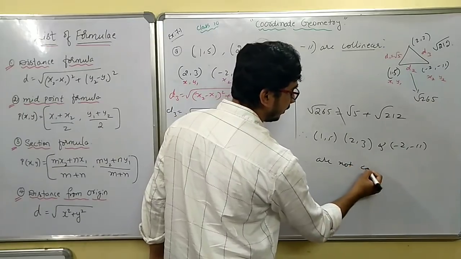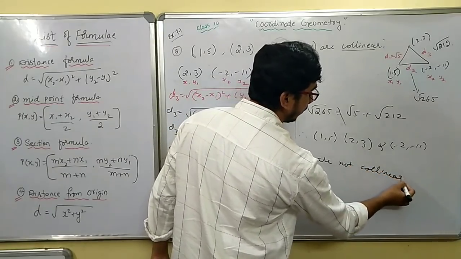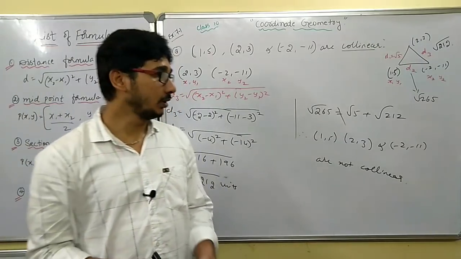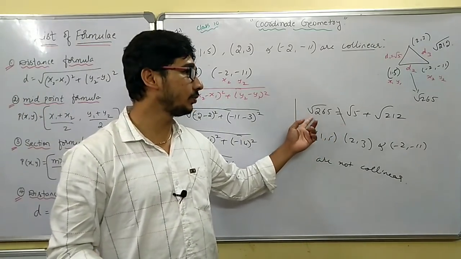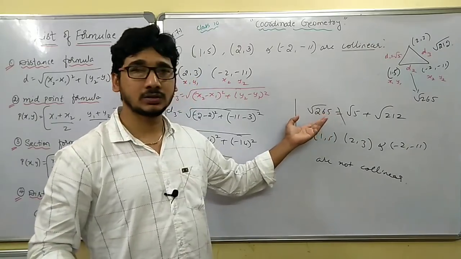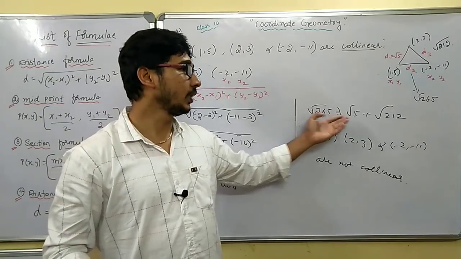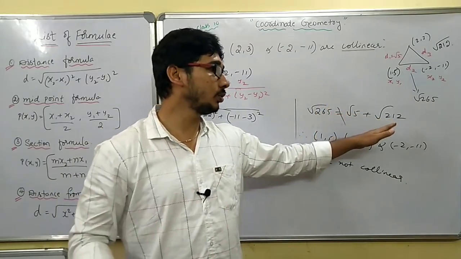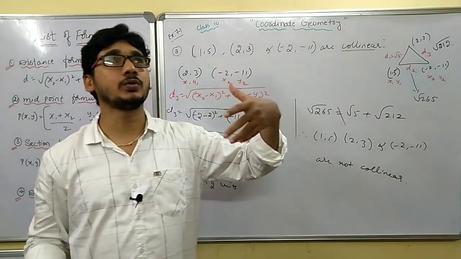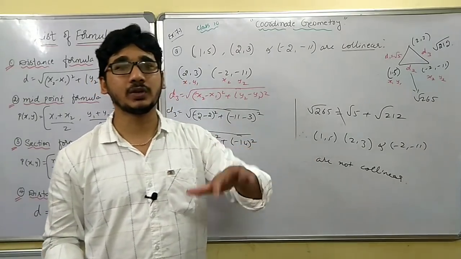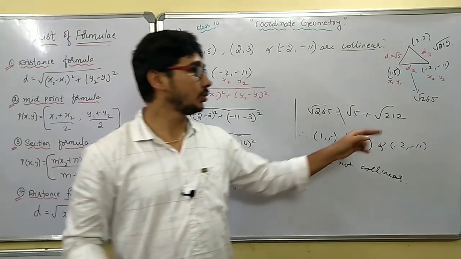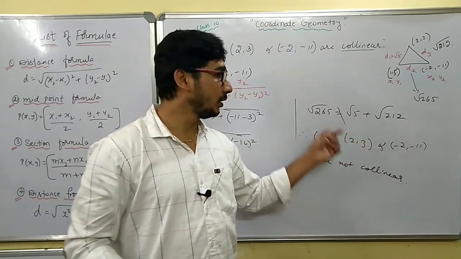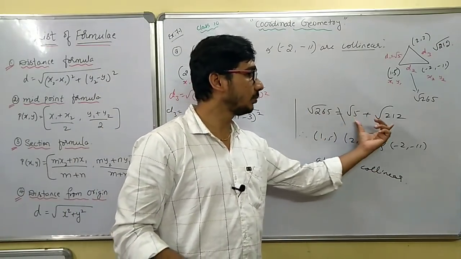Just check it out on your calculator, or you can find the square root of this 265. You'll get around 16.2. For root 5 you'll get around 2.2 something. For 212 it is nearly equal to 14.8 something, because 225 is 15, so root 212 is nothing but 14.8 something. If you add everything, you will get this one not equal to the sum of these two numbers.